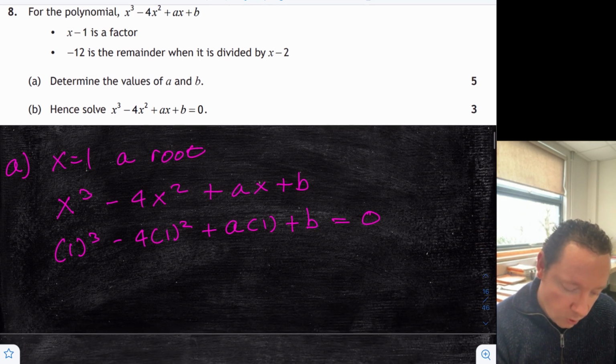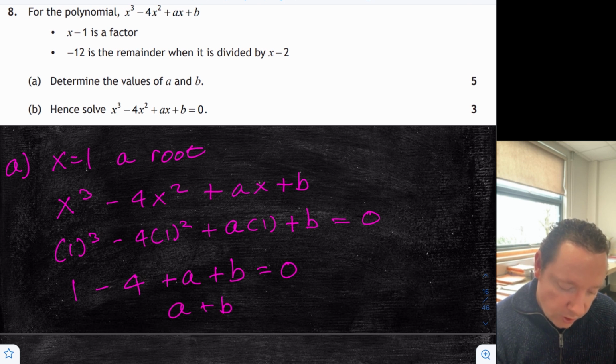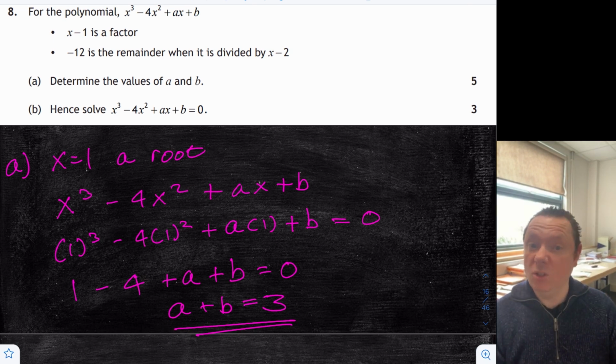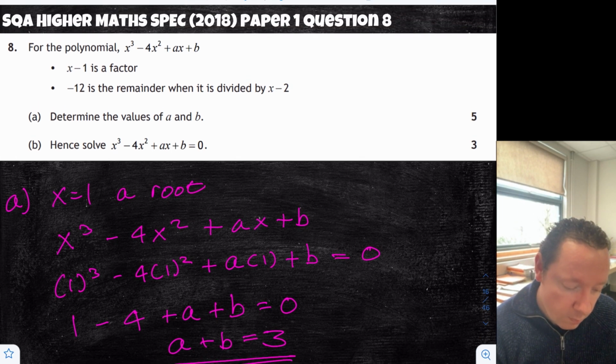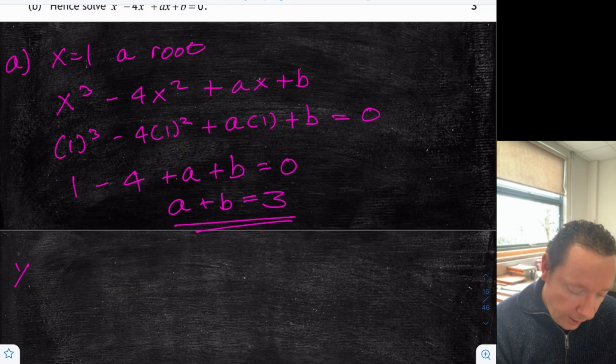So 1 cubed is 1 minus 4 plus a plus b equals 0. So a plus b we could say equals 1 minus 4 is minus 3. So we get a plus b equals 3. There's one equation. We're obviously going to get another one in a minute and just do simultaneous equations. The other thing is minus 12 is the remainder when divided by x minus 2.